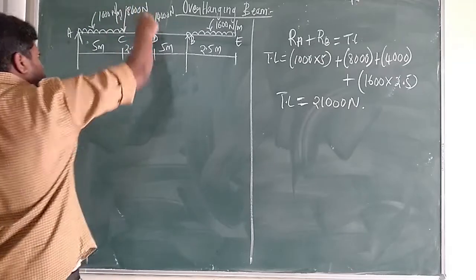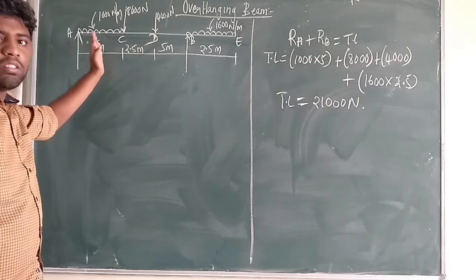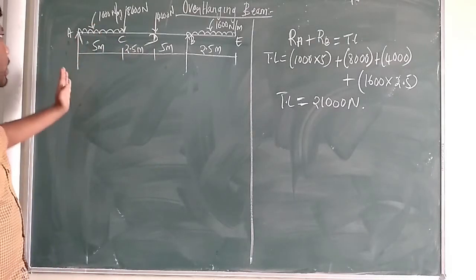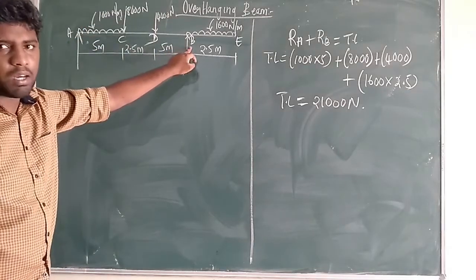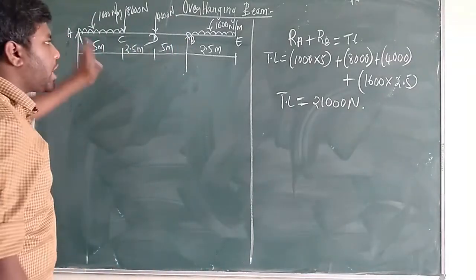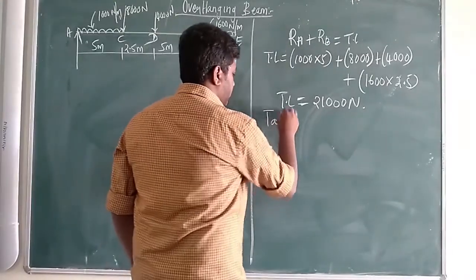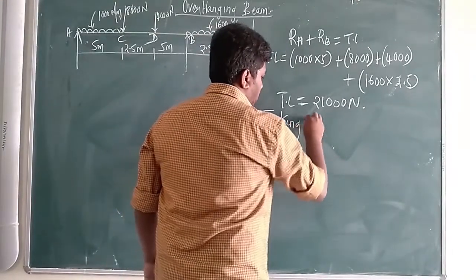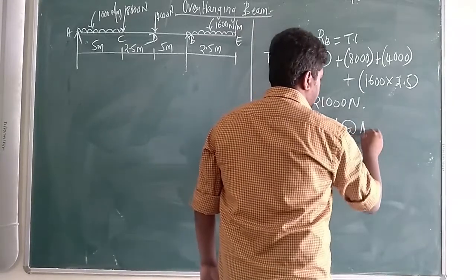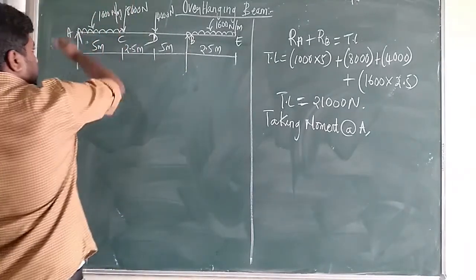RB into the distance in the right of the side. If you want to go from right of the section, it means you have to take moment at A. If you have to go from left of the section, it means you have to take moment at B. Please note the concept. So I am taking moment at A because I am going to go from right of the section. So taking moment at A. So that is equal to, so from here to here I am going.